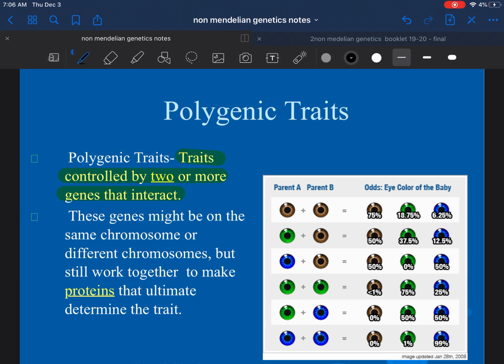So you could have 2 brown-eyed parents. What they could create is 75% brown, 19% green, and about 7% blue. And then there are different options here. If you have a blue-eyed parent and a brown-eyed parent, it'd be 50% brown, 0% green, and 50% blue.